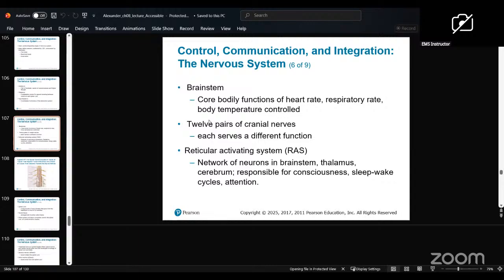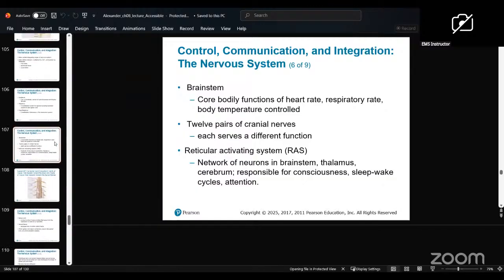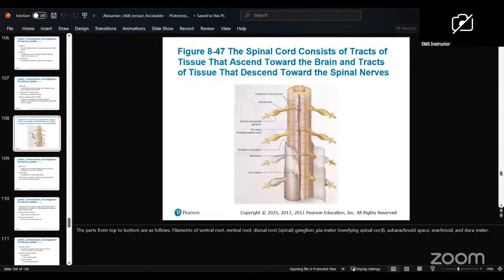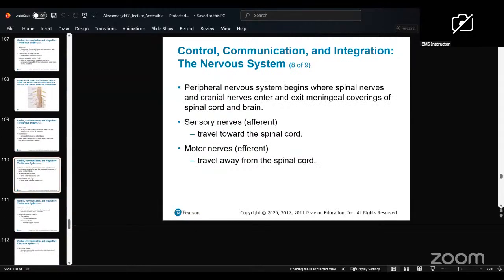We won't dive too far into the cranial nerves. It's just something you guys aren't tested on. We learn it in medic school. And to be honest with you, I'm not even sure why we do it in medic school. But let's see. No, because we cover that later.